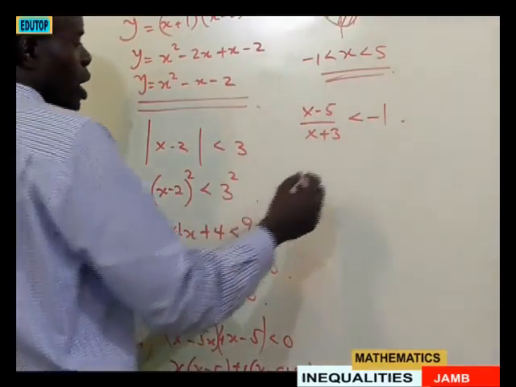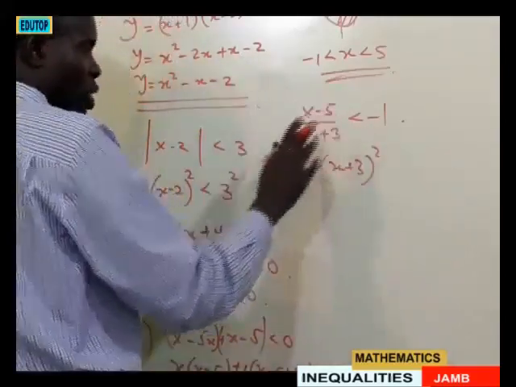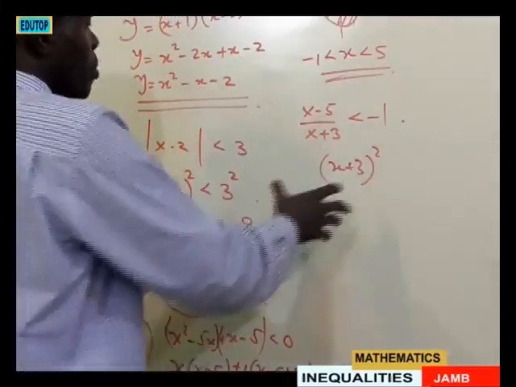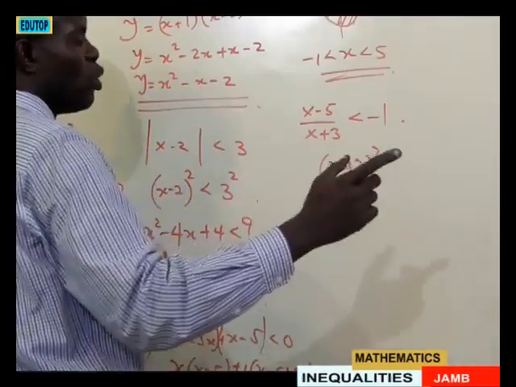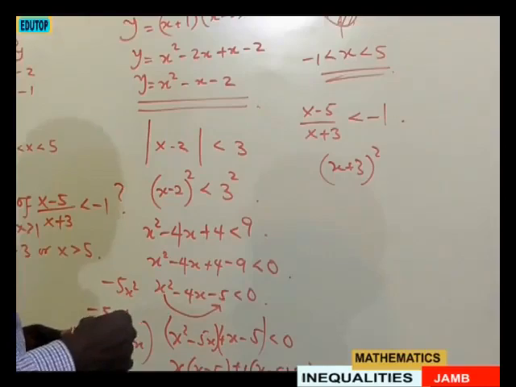What is your denominator? x plus 3. You are going to square your denominator. That's how to approach this kind of question. You square your denominator and use it to multiply both sides of the equation.